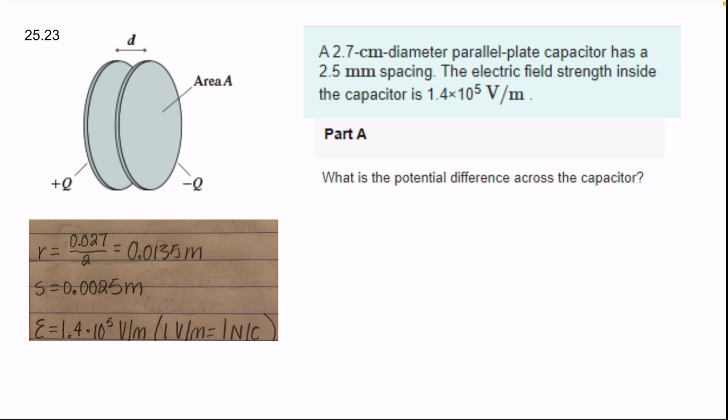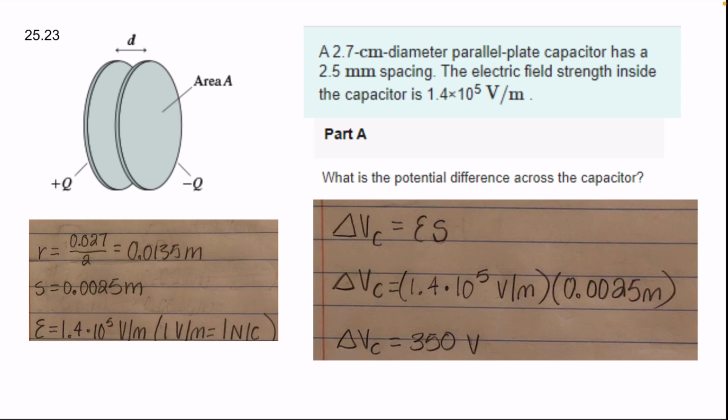So just keep in mind that anytime it says diameter or radius or anything like that, you're going to have a circular situation. So going ahead and doing part A, we were given in the textbook that the potential difference for a parallel plate capacitor is going to be the electric field times the distance between the plates. We have both of those already given to us. So all we have to do is plug them in, and it gives us a potential difference of 350 volts across the parallel plate capacitor. So that's part A.